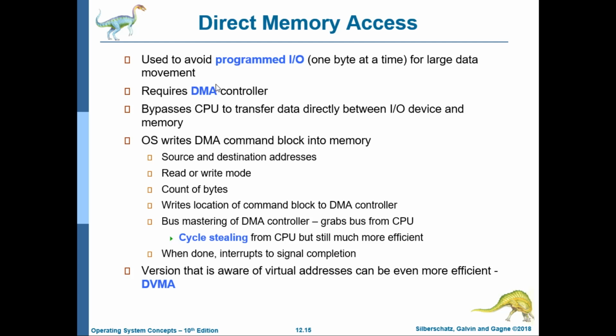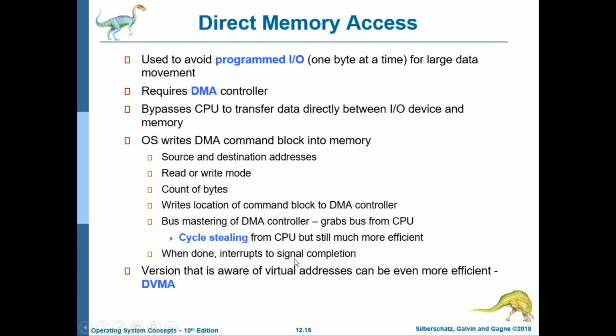So cycle stealing, since the CPU is almost always the one using the bus for execution and transfer of data. By means of DMA, it can borrow or accommodate the bus exclusively. So it's like the CPU will give way once the DMA controller wants to use the bus. When done, it interrupts to signal completion.